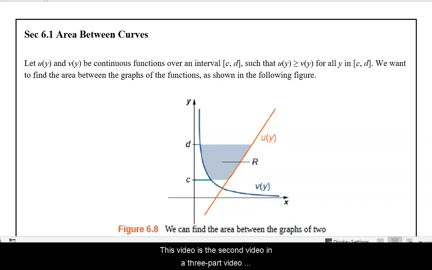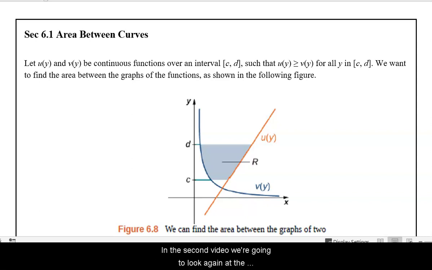This video is the second video in a three-part video series discussing the area between two curves. This is designed for a Calculus 1 course and is based on the OpenStax textbook Calculus Volume 1, Section 6.1, Area Between Curves.